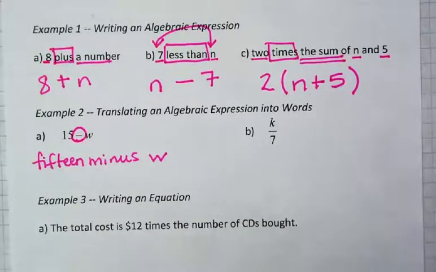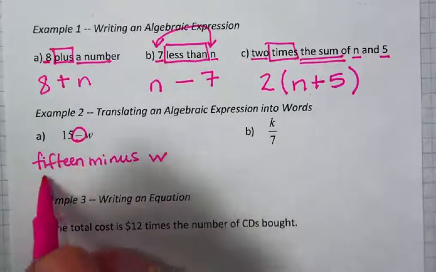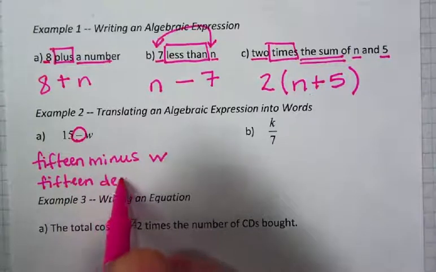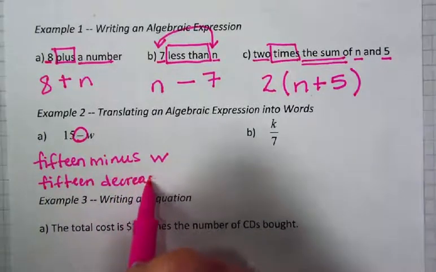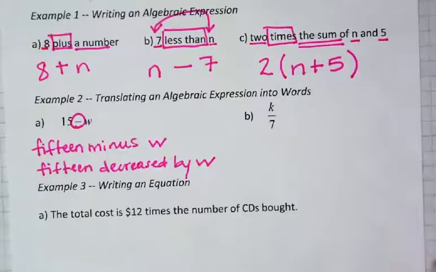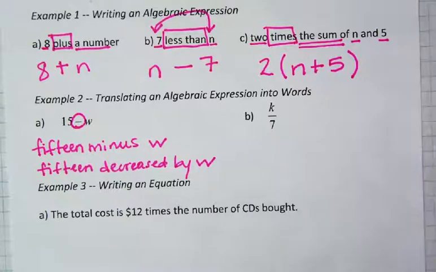Another word for subtraction is "decreased by." So 15 decreased by W. That would be another acceptable answer. You might have another possibility. The point is that there are multiple right answers for these types of problems.